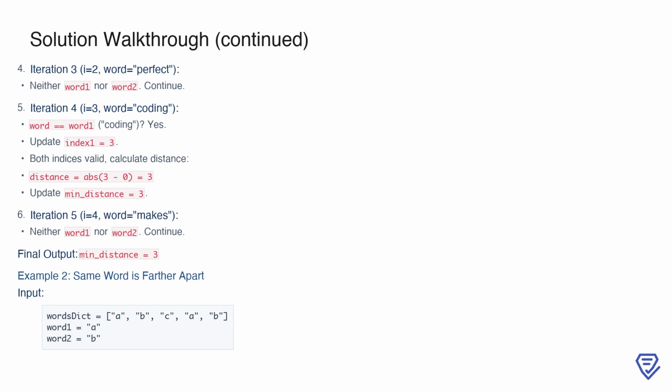Finally, at index 4, we see the word makes again, which doesn't match either target word, so no further updates are needed. The shortest distance between coding and practice in this example is therefore 3.